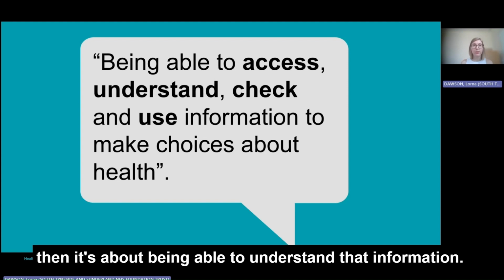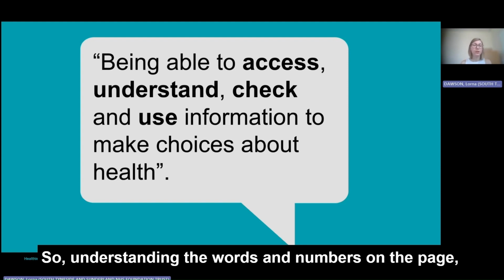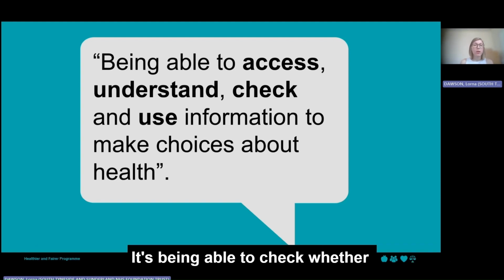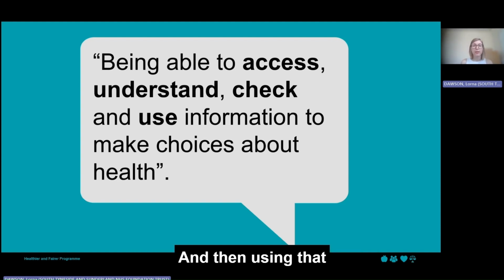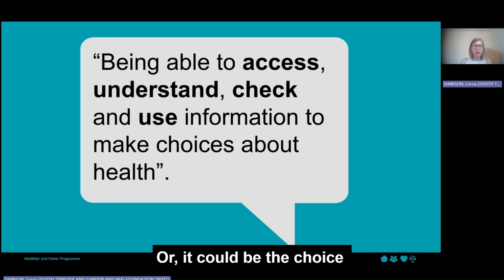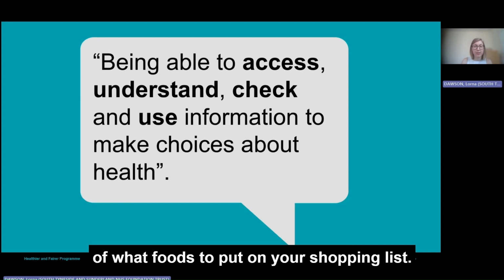Then it's about being able to understand that information, so understanding the words and numbers on the page, what they mean. It's being able to check whether that information is reliable, whether it's trustworthy, in date, and then using that to make some sort of choice. And it could be the choice to have a life-changing operation, or it could be the choice of what foods to put on your shopping list.